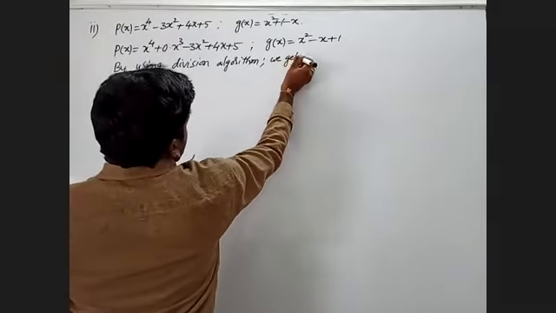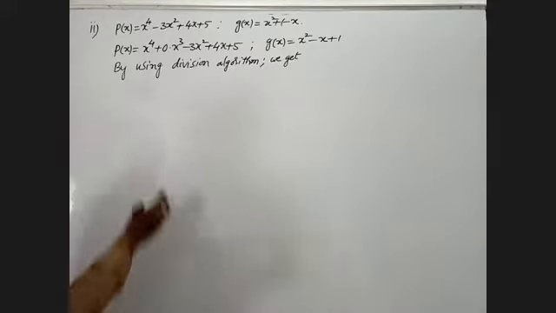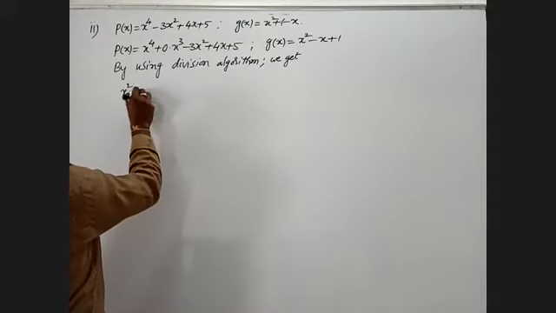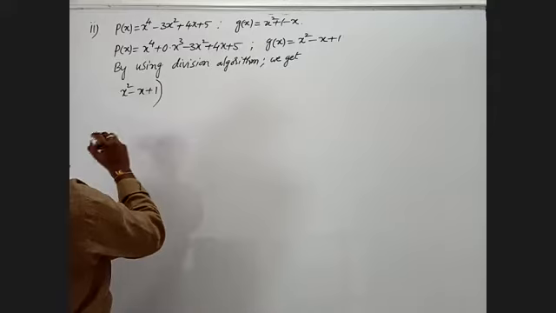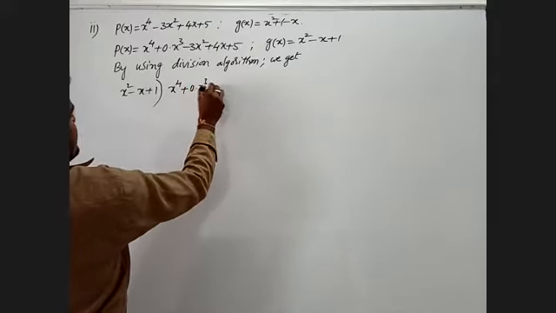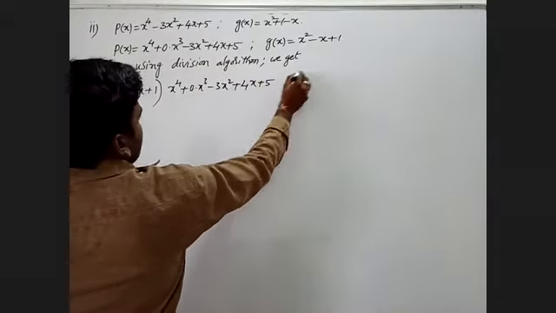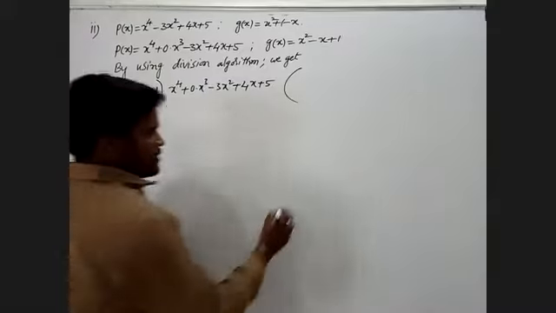By using the division algorithm, we get the following. g of x divides f of x, so I will write x square minus x plus 1 divided into x power 4 plus 0 x cube minus 3 x square plus 4 x plus 5. Okay, I will take the rough one.